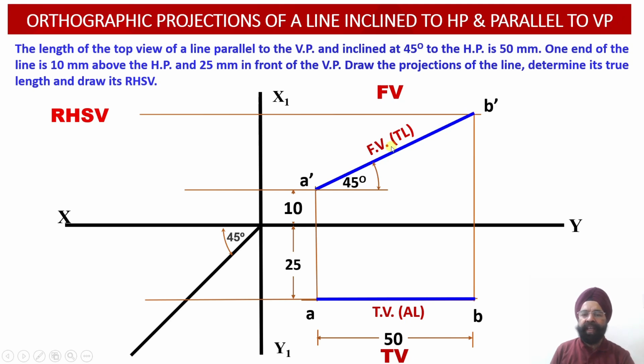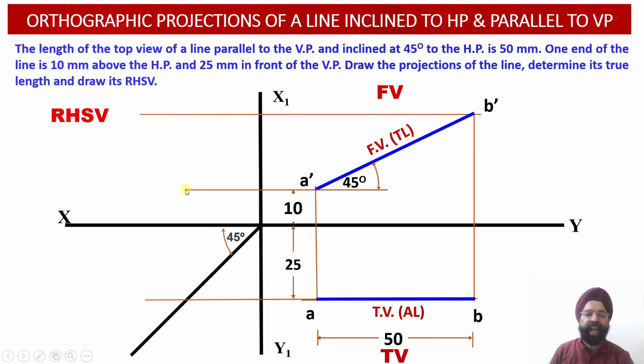Now, having obtained the front view projections of the line and the top view projections of the line, we will proceed with the determination of the side view projections of this particular line AB. We know that at whatever height point A dash is located, at the same height in the profile view projections, we are going to locate the point A double dash. So one coordinate corresponding to point A double dash has been defined in the profile view projection.